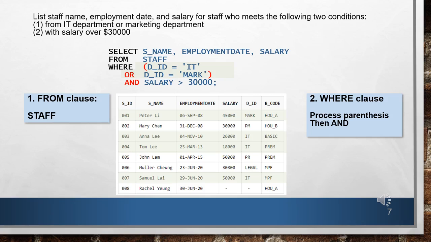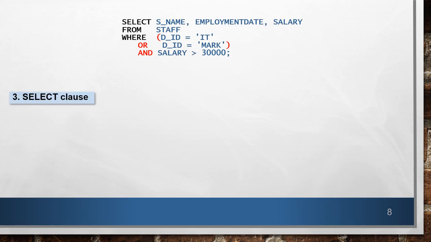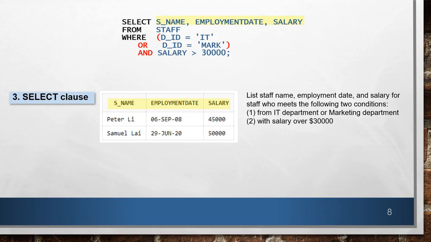When processing the AND operator, it checks whether each of the records meets both of the two conditions: salary is greater than 30,000 and the record is one of the four records, Peter Lee, Anna Lee, Tom Lee, and Samuel Lee. Two records meet both of these two conditions, Peter Lee and Samuel Lee. These two records are included in the results. Eventually, the DBMS processes the select clause and displays name, employment date, and salary in the result.